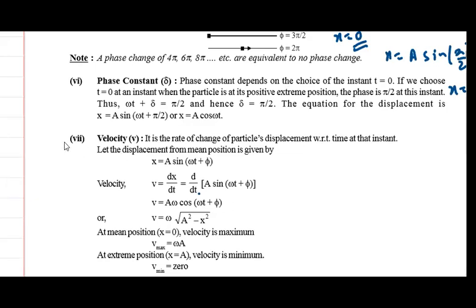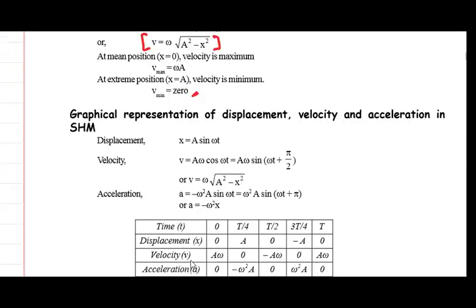Now next is velocity. Velocity is basically the rate of change of the particle's position in space, and we derived that it is equal to omega root a square minus x square. Maximum velocity will be where x is equal to zero, that is at the mean position, which is omega a. At the extreme position, when x is equal to a, the velocity will be zero, right, everyone?